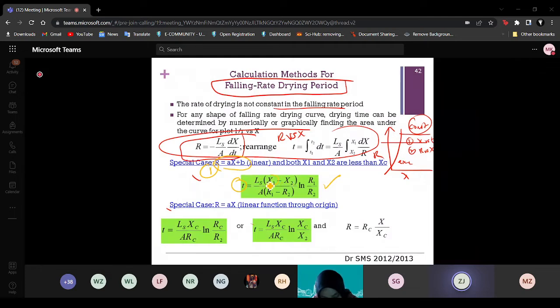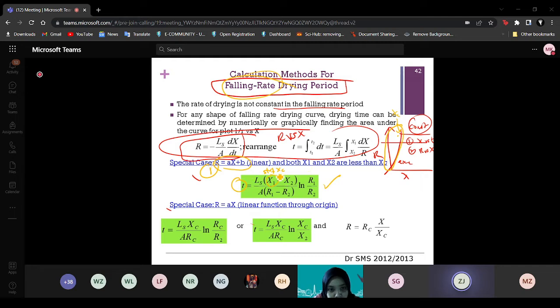So basically x1 starts from the critical point, xc. But you have to remember this is only for the falling rate, only here. So this is the xc. They must start from here. They cannot start from the initial. So the region must be at the falling rate only.